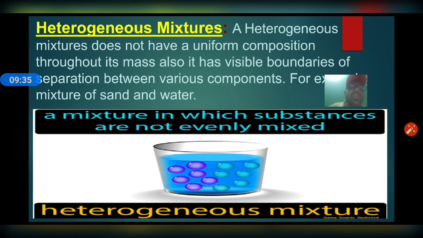A heterogeneous mixture does not have a uniform composition throughout its mass, and it also has visible boundaries of separation between various components. For example, a mixture of sand and water. You can see molecules are given there. Here are some molecules of sand and some molecules of water, and it is clearly visible where is the sand and where is the water, means there is a separation boundary, and whenever there is a separation boundary, that is called a heterogeneous mixture, and if there is no separation boundary, that is called a homogeneous mixture.